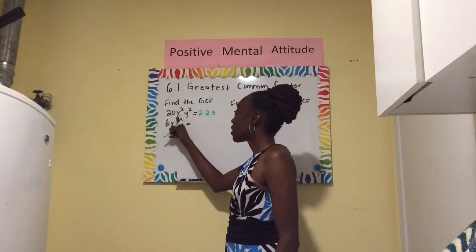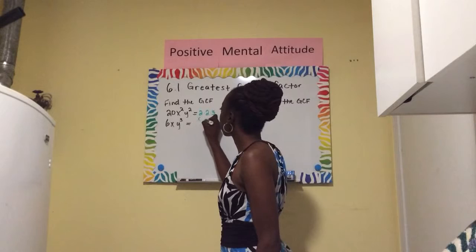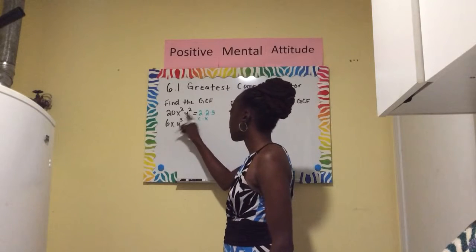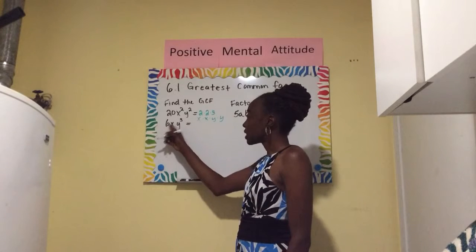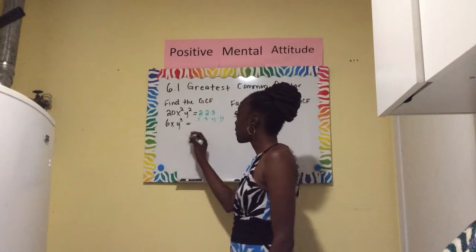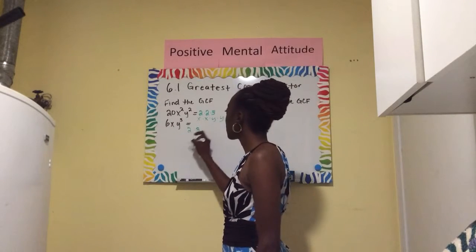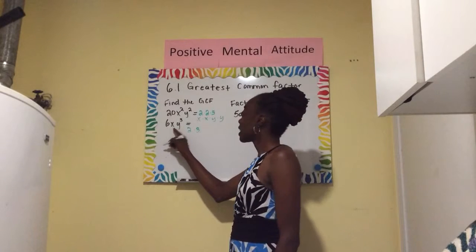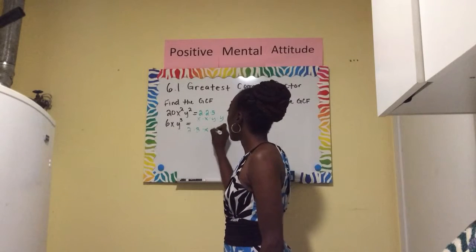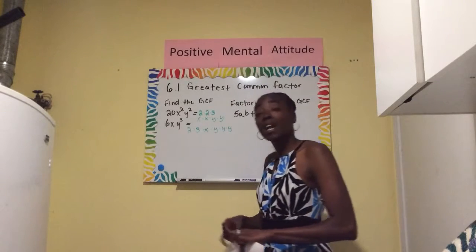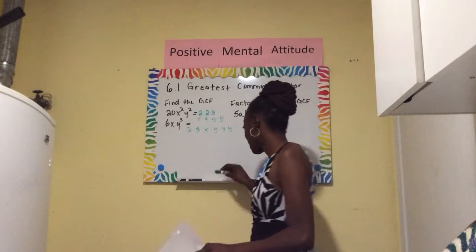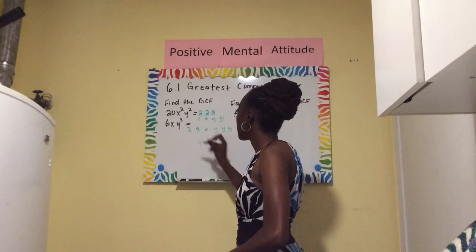The factors of x squared are x times x. The factors of y squared are y times y. Likewise with 6xy to the third, 6 is 2 times 3, and then times x, then times y times y times y. So now we identify what they have alike. If we look at it, we see that they both have a 2.